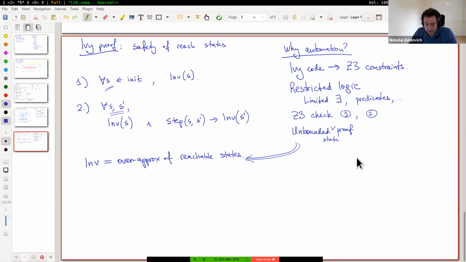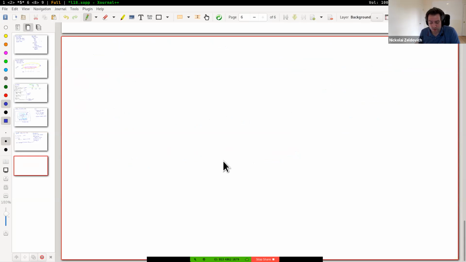All right. So that's the Ivy world. And the Ivy world really relies on this invariant to describe reachable states. And then there's a different world that I want to contrast with, which is this model checking world.